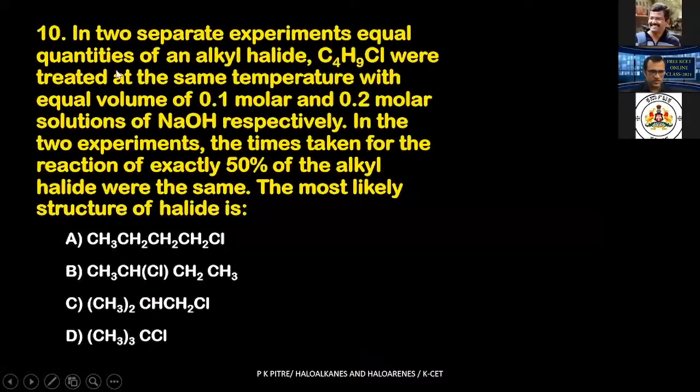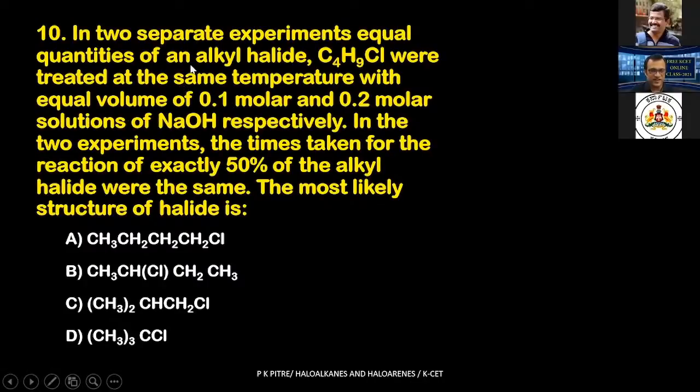Next, we shall move on to the next question. This is a very, very important question. Just see. One of the important ones, which I feel: in two separate experiments, equal quantities of alkyl halide C4H9Cl were treated at the same temperature with equal volumes of 0.1 molar and 0.2 molar solutions of NaOH respectively. In the two experiments, the times taken for the reaction of exactly 50% of alkyl halide were the same. The most likely structure of the halide is, see what is given to you. The question appears to be very big, but let me tell you, it is one of the easiest questions.